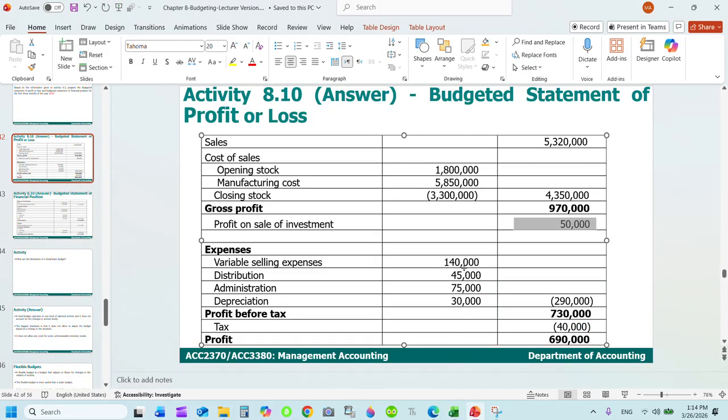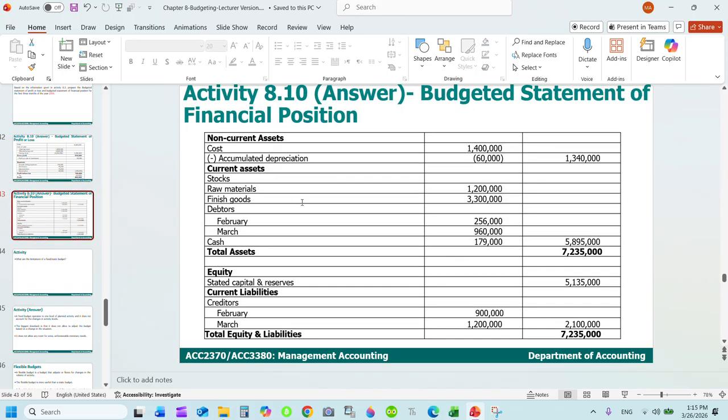What appeared here: 140, 45, 75, and 30. From gross profit plus 50,000, you deduct this non-manufacturing cost. Then you have profit before tax this much. Tax expense at the same time we paid this, and this is your profit. Now this profit 690 should be added to your stated capital and reserve, right?